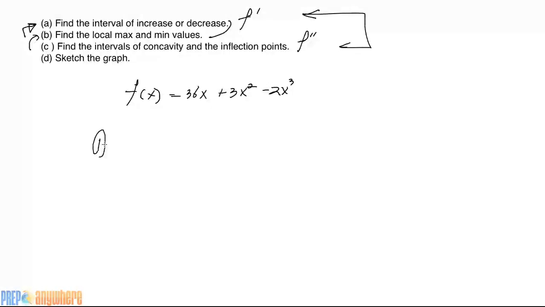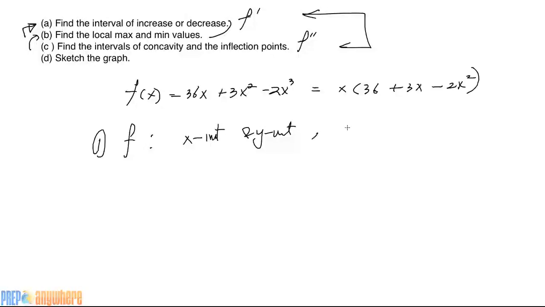Okay, so step 1, the very first thing, you should analyze the function. What about the function? Well, if you factor out x, you get x times (36 plus 3x minus 2x squared). You can read off the x-intercept and y-intercept. So check for x-intercept and y-intercept.